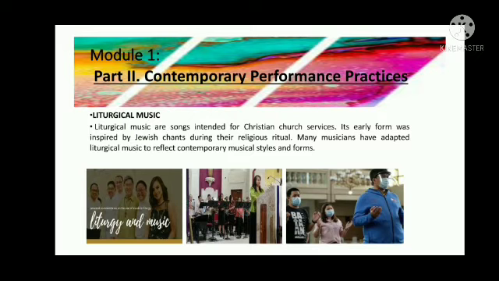Many musicians have adapted liturgical music to reflect contemporary musical styles and forms. So during Christmas seasons, the Simbang Gabi Christian song is one of the best examples of liturgical music.